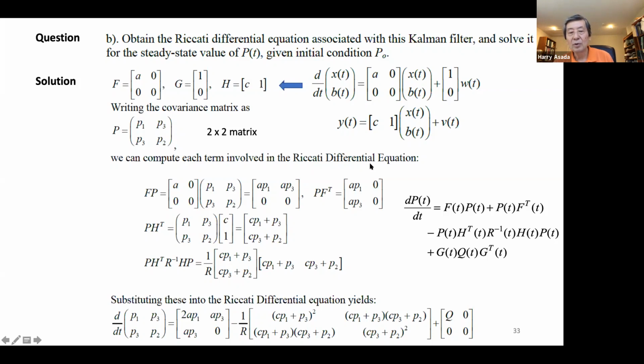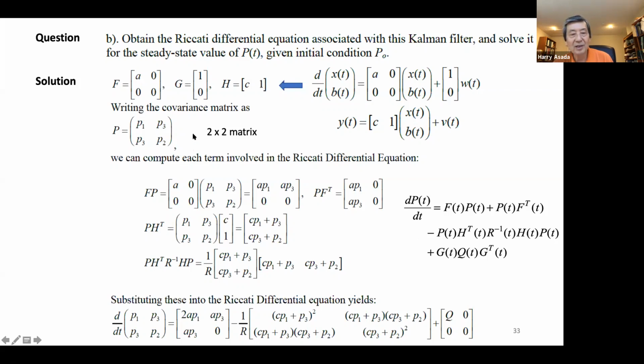So we need to form this Riccati differential equation, dP/dt such and such. And here P is again the 2 by 2 matrix, right? And the other terms we need to formulate by using these F, G, H. So first, F times P over here is FP, given by this, and FP transpose is the transpose of this. And then formulating this, let's start with P times H transpose.